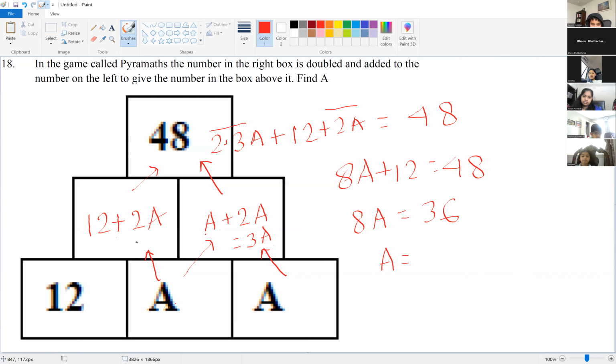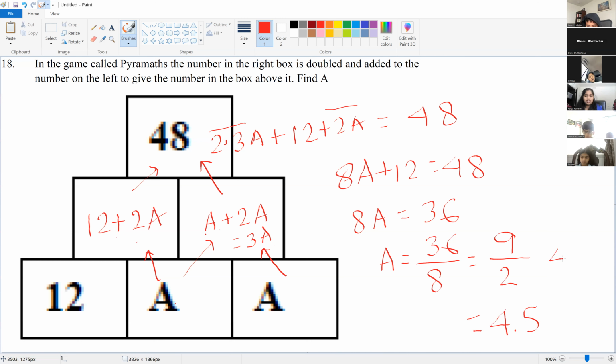So what is A? A is 36 divided by 8, which is 4 remainder 4. 9 over 2. Yeah, so you can write 9 over 2, or you can write 4.5.